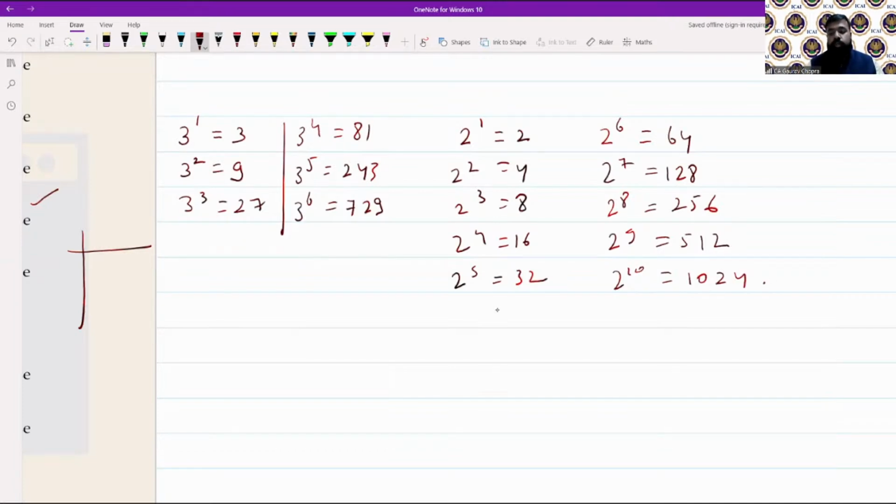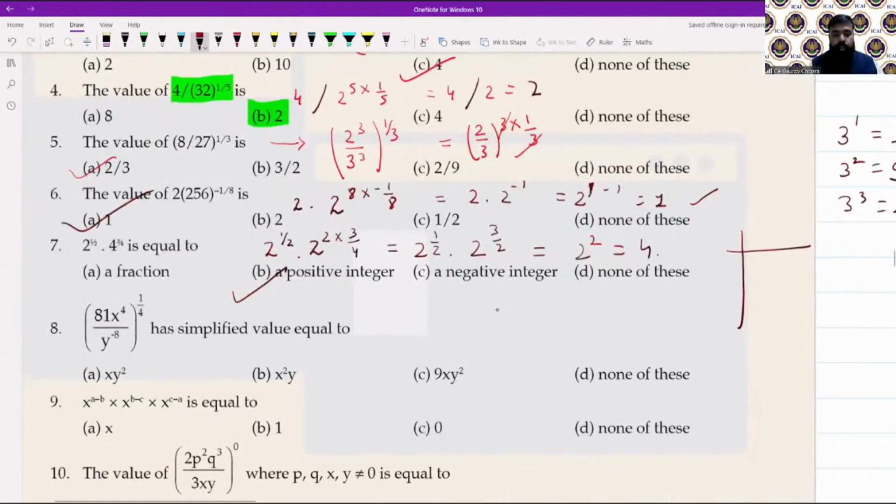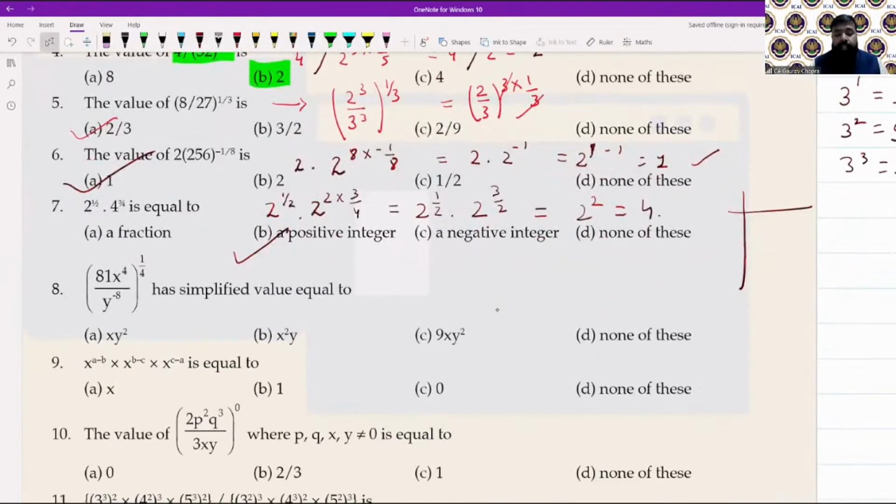So you must have knowledge till 10 to the power of 4. Okay. So here 81 can be written as 3 to the power of 4. X is also having power 4, and y is also having power minus 8. Now see, this 1/4 is applicable for all.